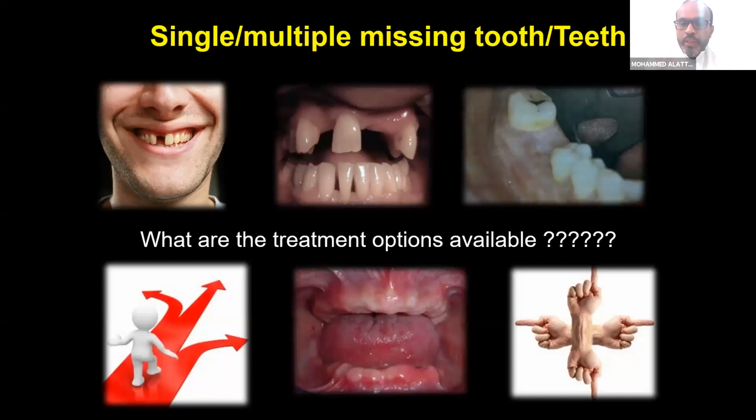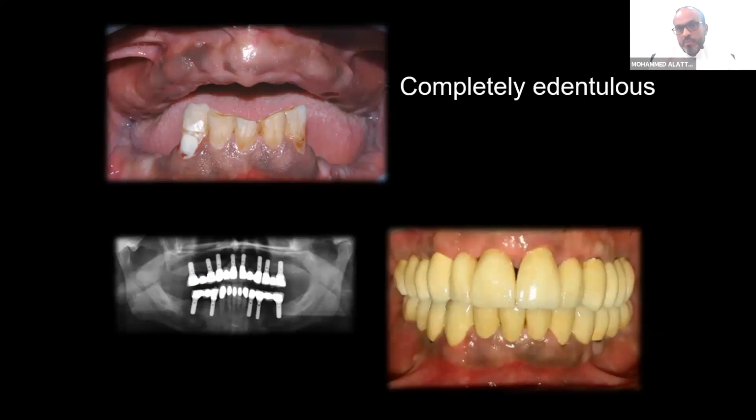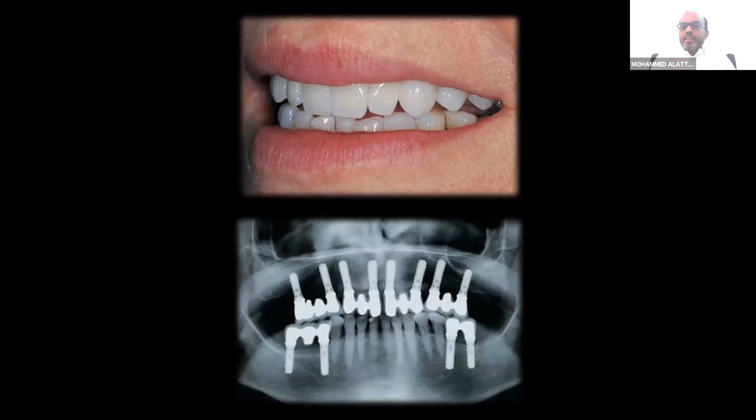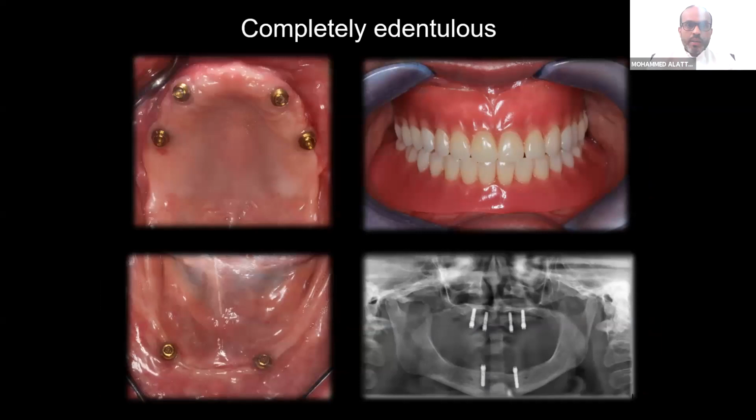We can treat these edentulous patients by implant supported fixed prosthesis like in this slide, and also like this one, or we can treat them by implant assisted removable prosthesis, by a locator or by a bar.